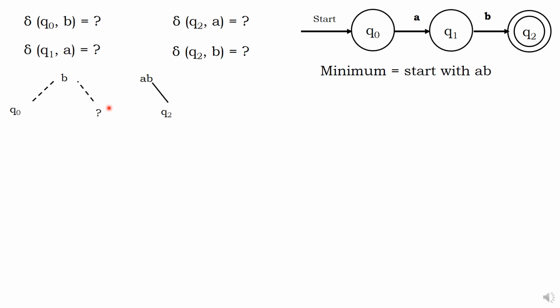If it is accepted, what should be here? You should tell. Who is AB after? A, B after Q2. A, B before is Q0. If it is accepted, Q0 here. If it is not accepted, dead here.